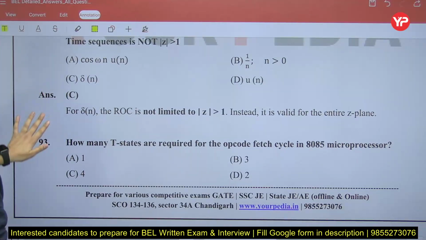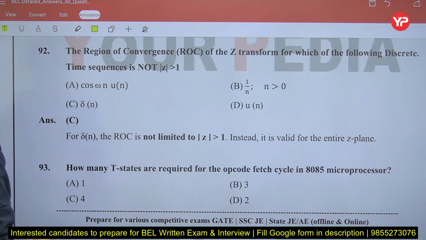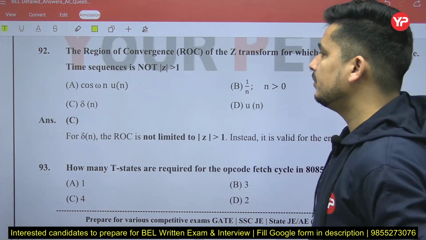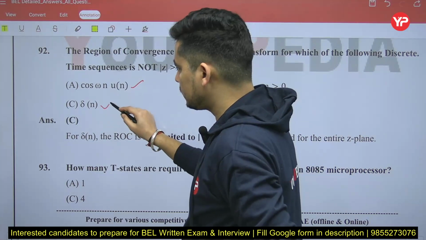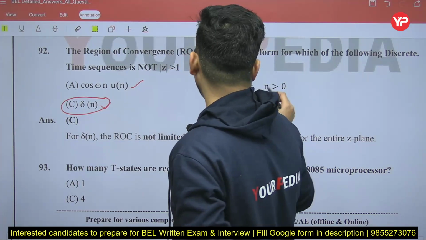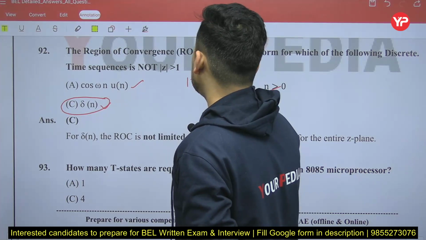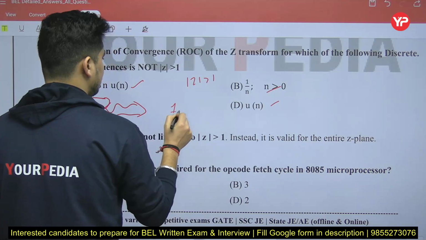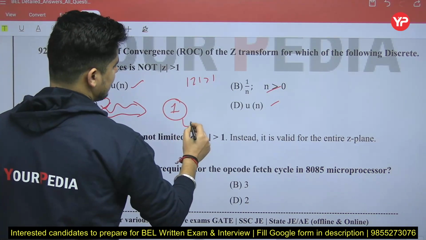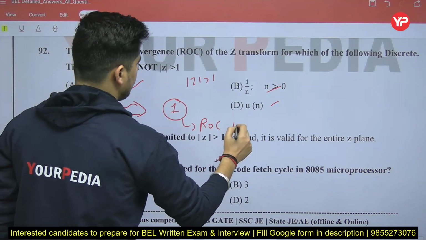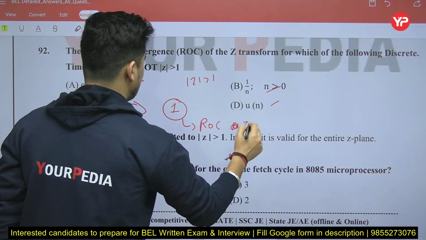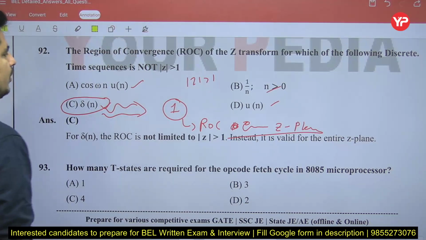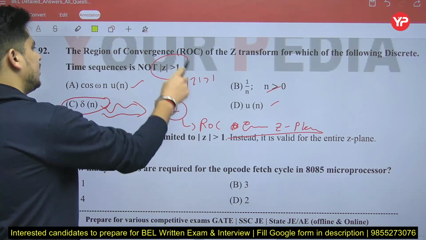The region of convergence of the Z transform for which the following discrete time sequence is not bounded by. See, basically if you take the Z transform of this impulse signal, out of these all have mod Z greater than or equal to 1. If you take the Z transform of the impulse signal, the Z transform is 1. Remember, and what is the ROC? The ROC is the entire Z plane. So it will not be bounded by mod Z greater than 1. What will be the answer?